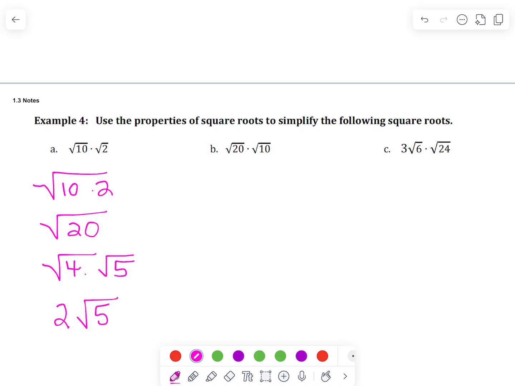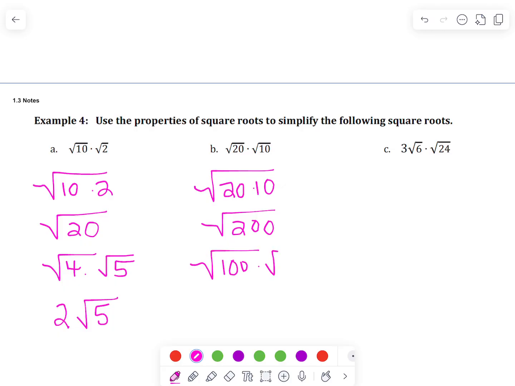All right, next example, I'm going to go ahead and multiply 20 and 10 together. So 20 times 10, and we get 200. And then I'm looking to, again, break it back apart using our product property. So I'm going to choose 100 and 2. And now the square root of 100, that's nice, perfect, is 10. And then we leave the square root of 2 alone.